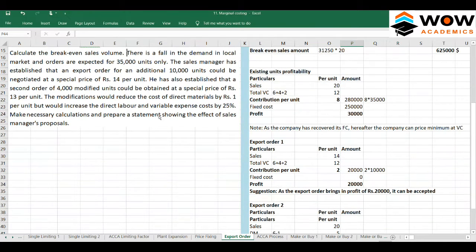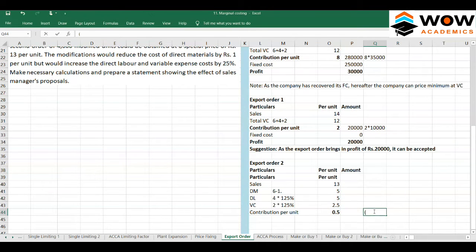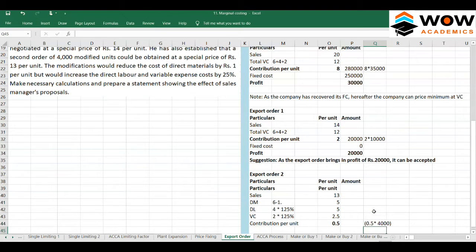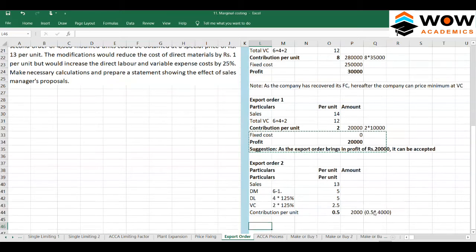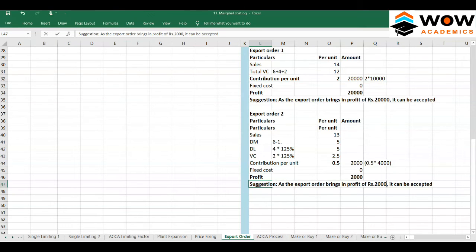No, the selling price, I think it is only 13. Okay, so we have to change this to 13. Still it makes a contribution. So how much contribution are they making? Making 0.5 into 4,000, so that becomes 2,000. Again, fixed cost is 0, profit is 2,000. So we can say, as the export order brings in a profit of 2,000, it can be accepted.